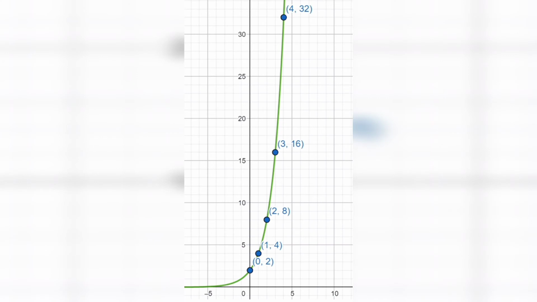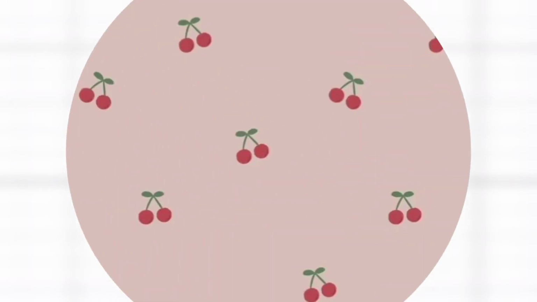Students should recognize that this graph is not a linear function since the points do not line up in a straight line. This is actually an exponential function.